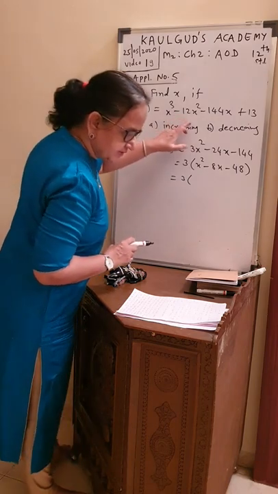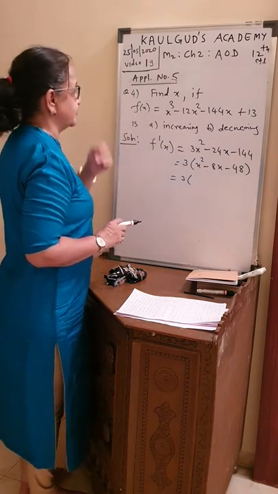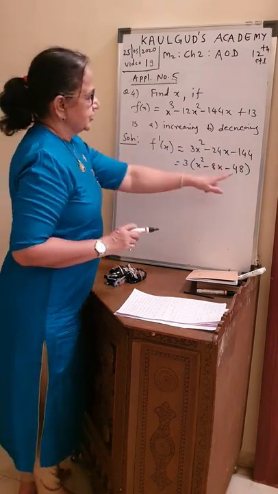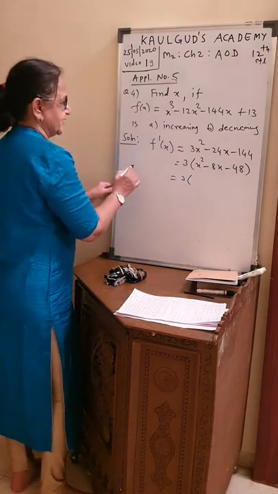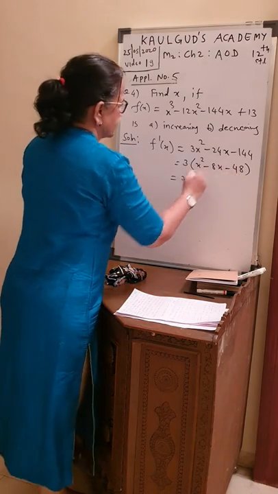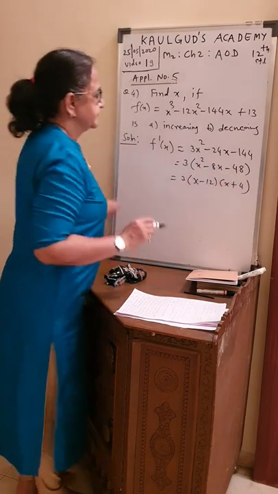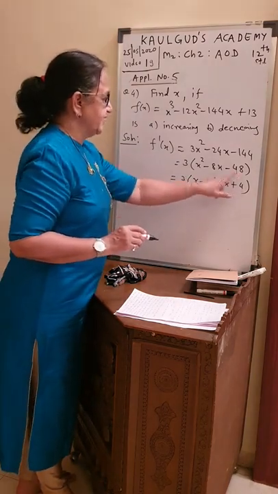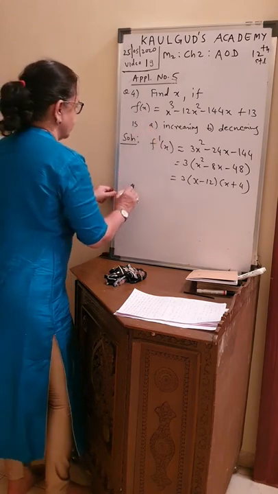Am I taking the function correctly? Hope so. Alright. So 48 factors. 24 2s doesn't work. 12 4s are 48. Okay. So x minus 12 and x plus 4. Check that. 12 into 4 is 48 and minus 12 plus 4 is minus 8. We got the two factors. Now let us do part A.